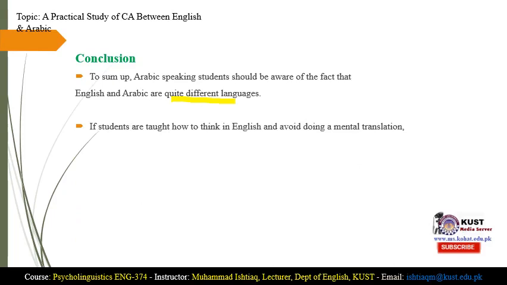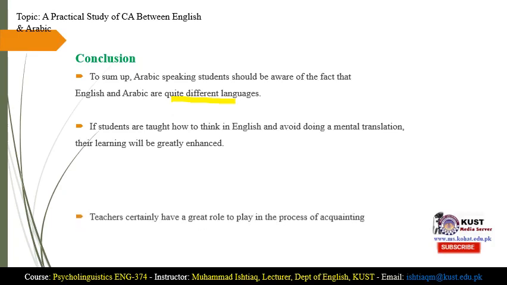If students are taught how to think in English and avoid mental translation, if they think in English, forget about Arabic, and do not mentally translate English features into Arabic, then their learning will be greatly enhanced. They may greatly improve. Their problems may not occur. Even if they occur, they will be minimal, and they may improve later on.